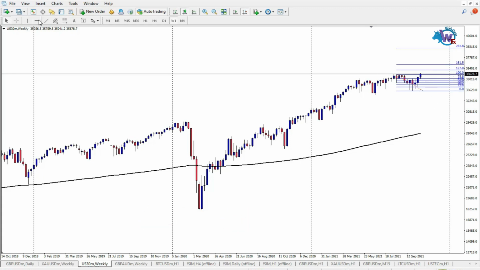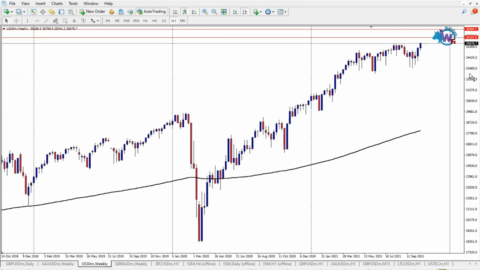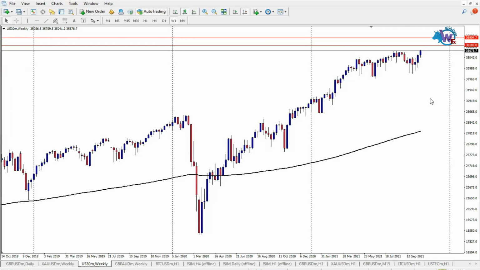I'll be targeting the 161 price level as my secondary target, then 36187 as my primary target. So on US30, I'll be looking out for buys because the bullish structure is intact. I'll be looking for buys on US30. The expectation is that new highs will be created within the week.